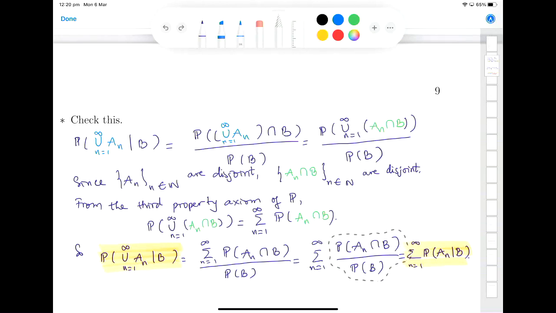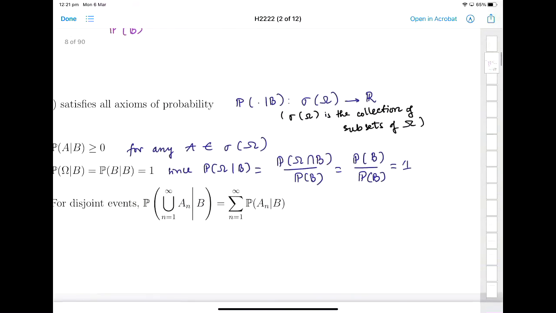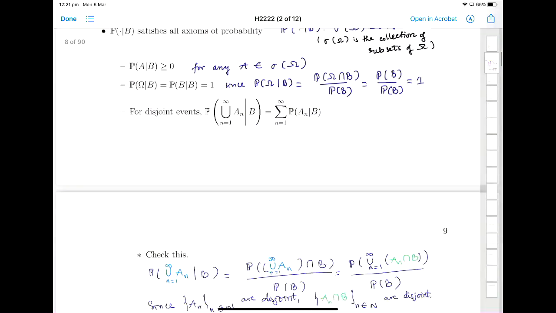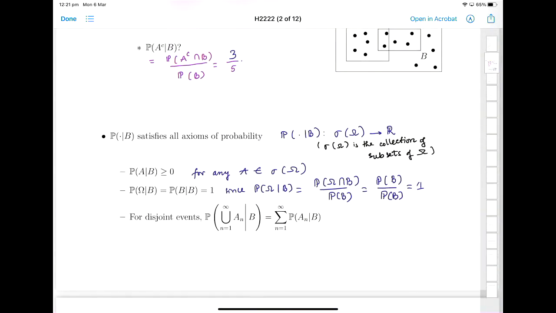Do you have any questions? Okay. So we proved that conditional probability is also another probability.